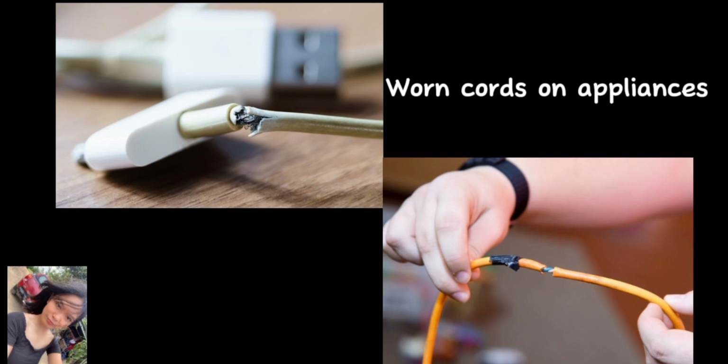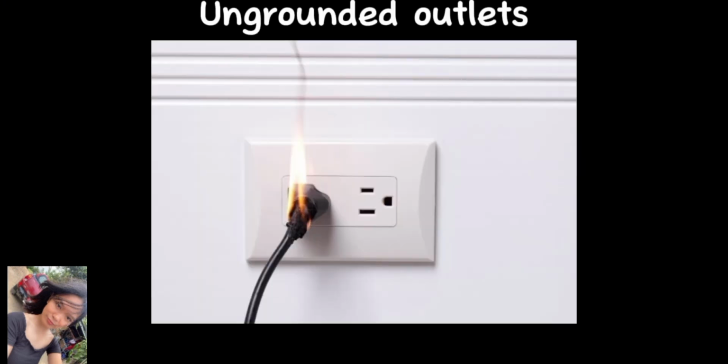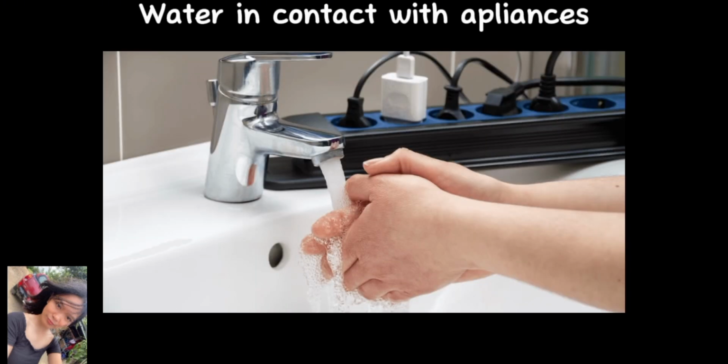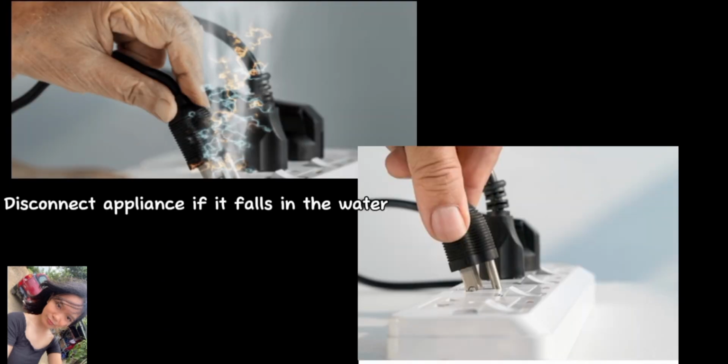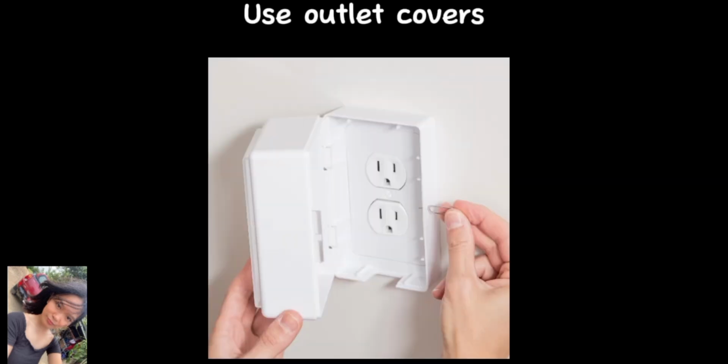So, for number 3, first aid for electric shocks. The causes of electric shocks are: first, worn cords on appliances, ungrounded outlets, and water in contact with appliances. For the precautions, first, we have replace worn cords, disconnect small appliances when not in use, disconnect appliance if it falls in the water, and use outlet covers.